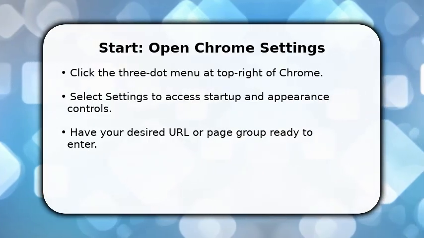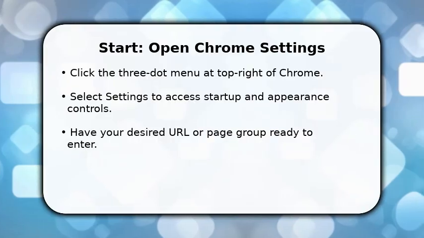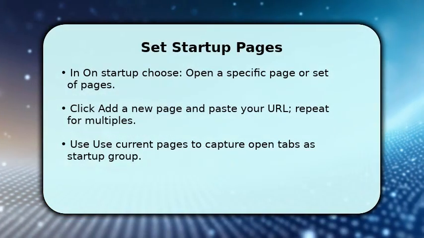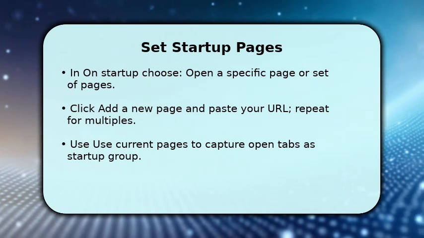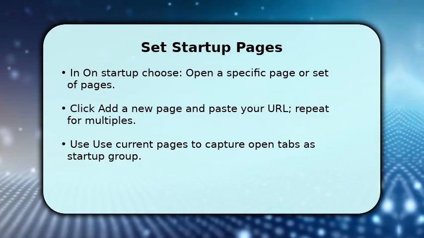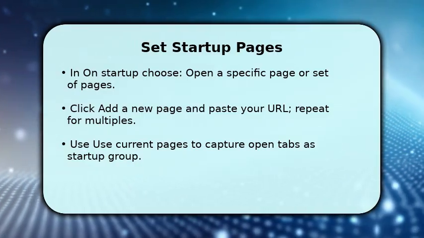Now that prerequisites are complete, move to modifying the startup preference and entering your preferred pages. Once on Startup, select Open a specific page or set of pages and then click Add a new page. Paste the exact URL and confirm. Repeat for each page you need.